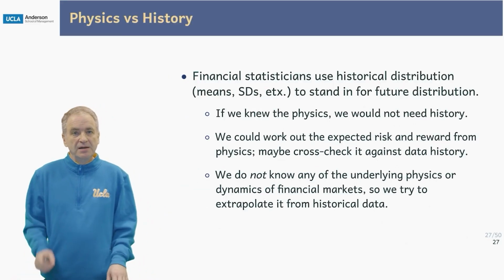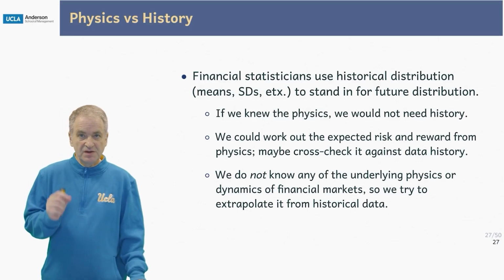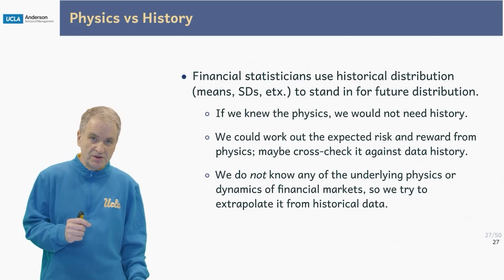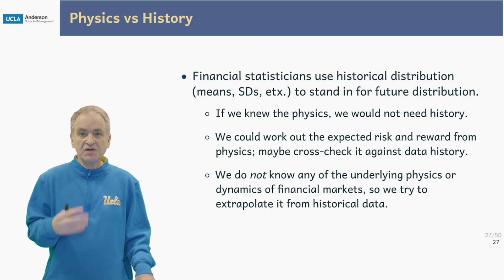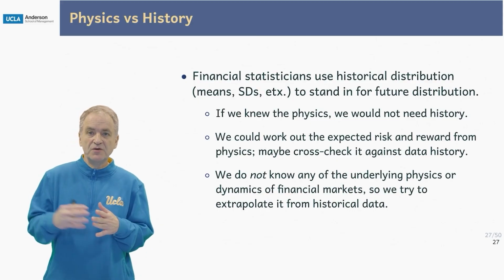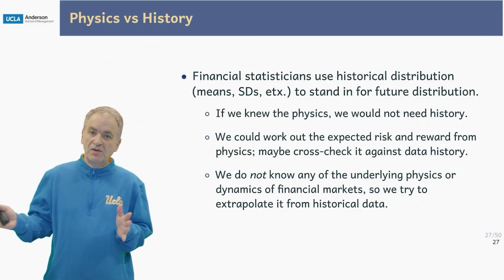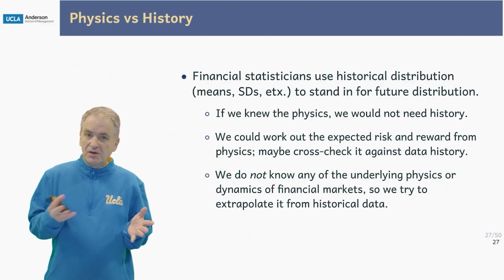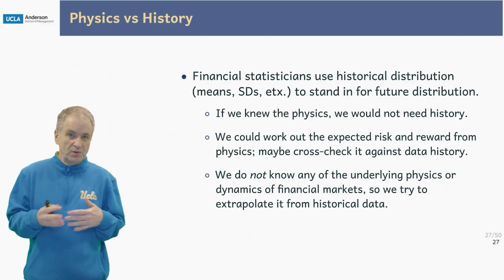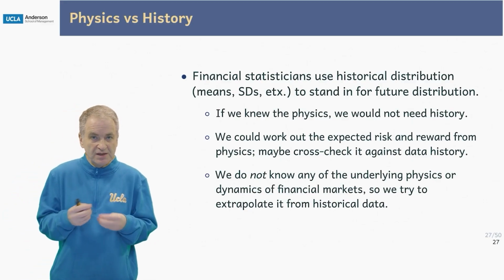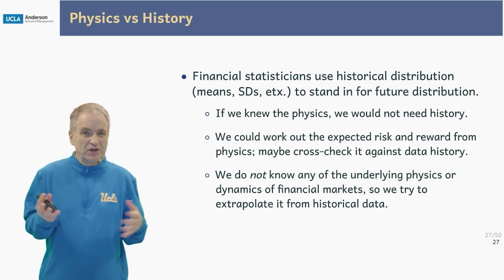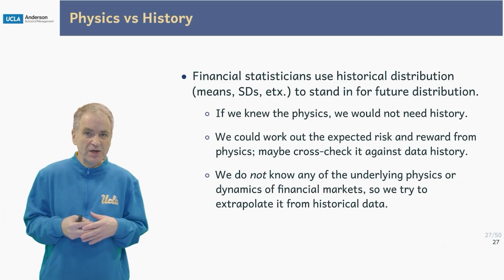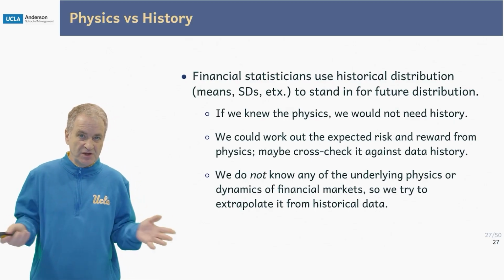Now, financial statisticians use the historical distribution, the means, the standard deviations, etc., to stand in for what we believe the future will hold. When we threw the die, we knew the physics of the die. So we didn't need history. We knew that a fair die should have 1/6 probabilities each. Here, we don't know the physical process. So we have to guess what the physical process is.